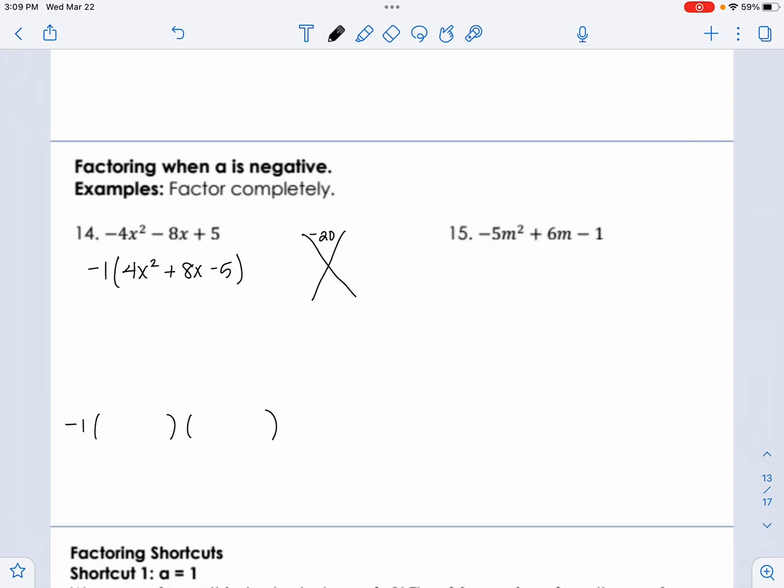So we're going to set up the problem using A times C. A is now positive. C is negative, though. So we're going to use -20 and +8, and that's going to be +10 and -2. And then from there, factor by grouping, split up the middle term.